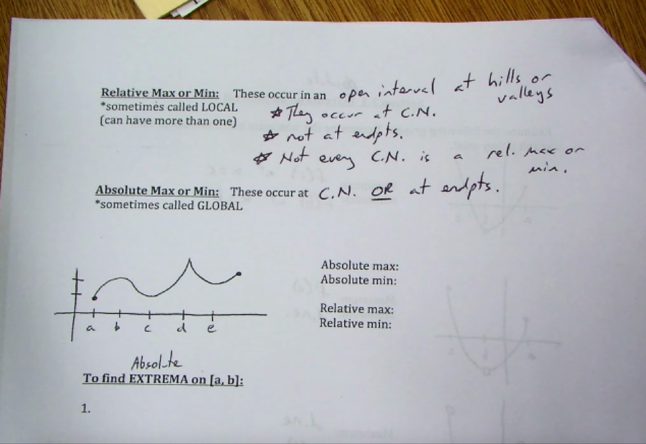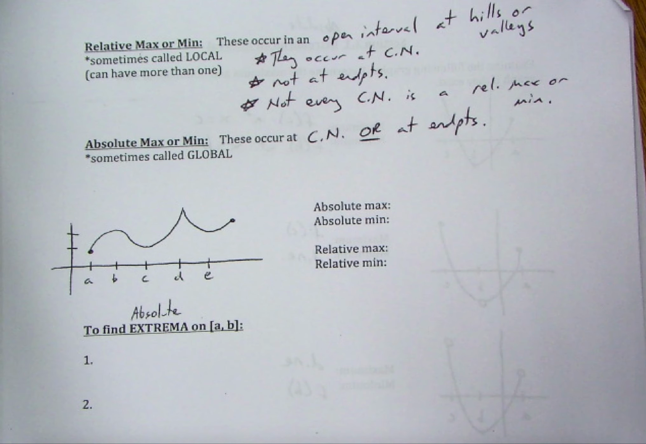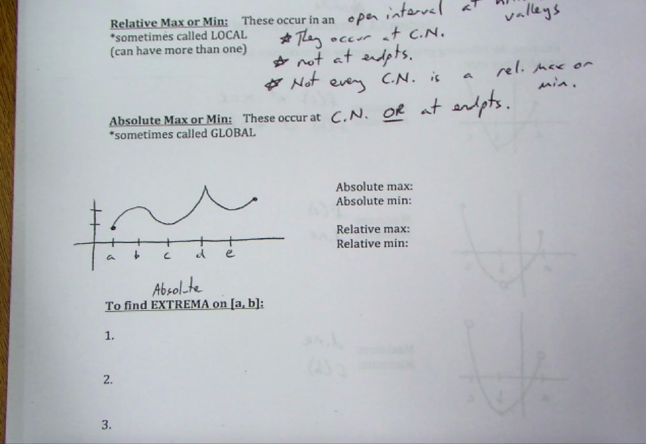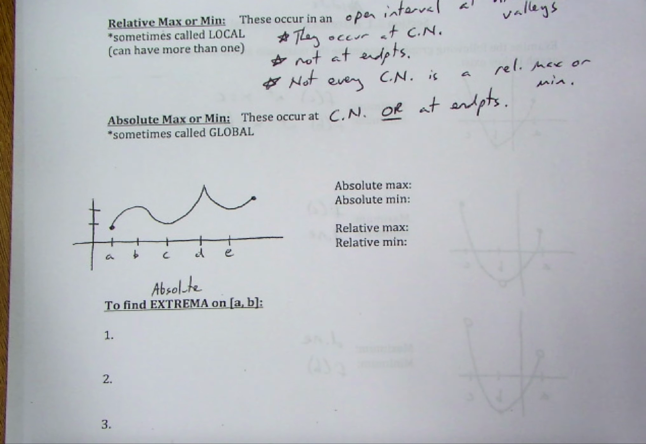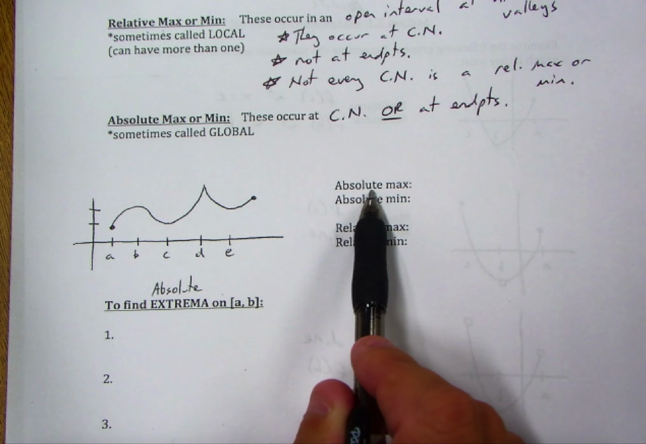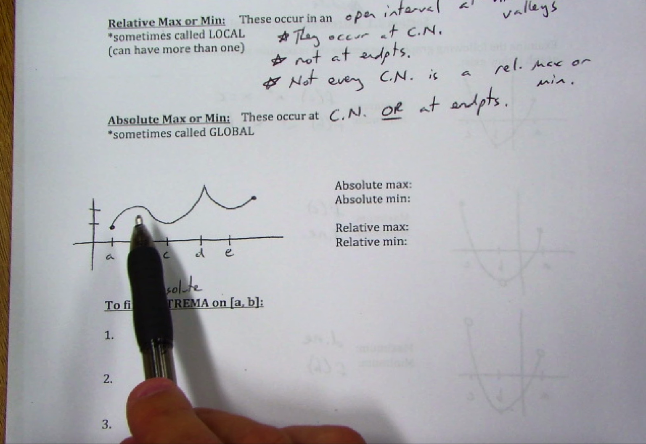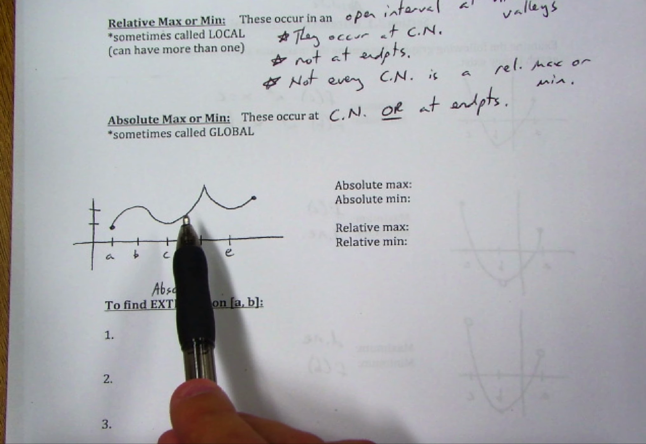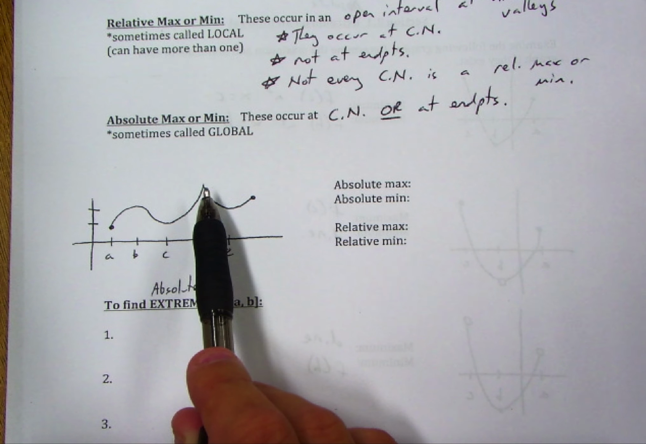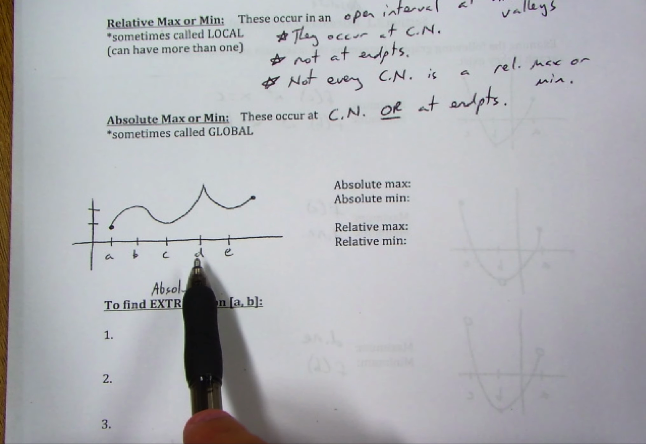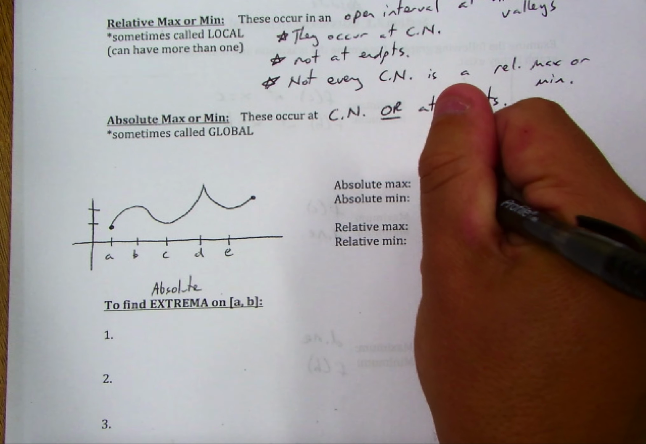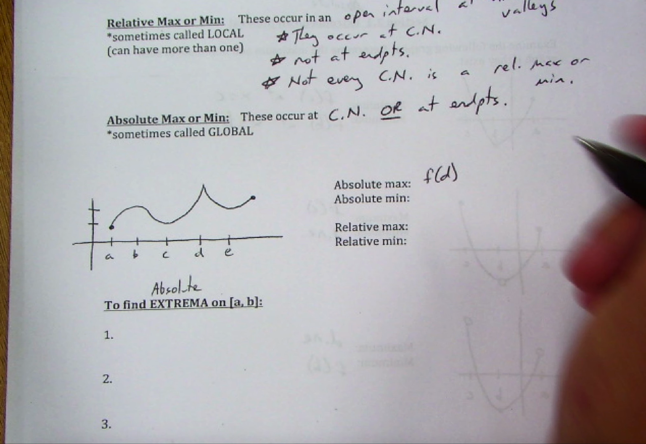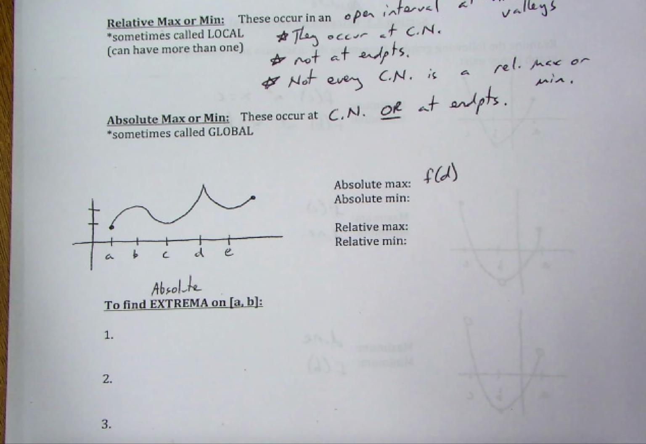Okay. So let's kind of talk about the difference between absolute and relative with this function right here, and then we'll talk about how do we find absolute extrema. We'll do a couple different examples. So if I look here and it says, what's the absolute maximum? The question is, what's the biggest y value that we see of this function? And it's right up here at this peak right here. So in this case, it would be f of d. That is the biggest y value of this function.